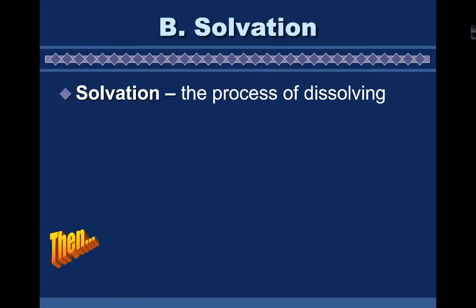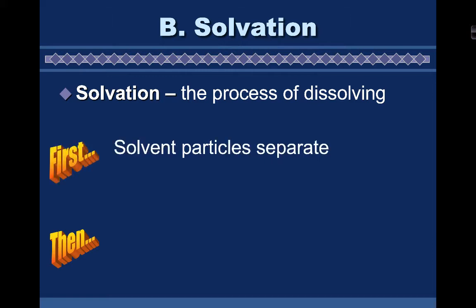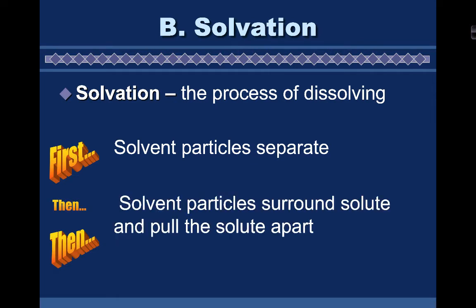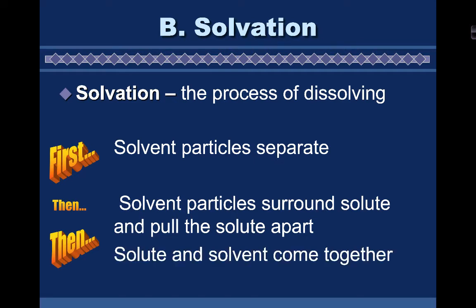There are three main things that happen when we create a solution. The first thing, the solvent particles need to separate from each other. So when we have an aqueous solution where we have water as a solvent, the water molecules need to separate from each other. Then the solvent will surround the solute particles and pull the solute apart. So the solvent separates, the solute separates, and then you put the solute and the solvent together.